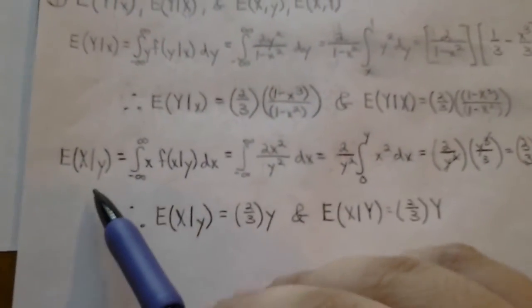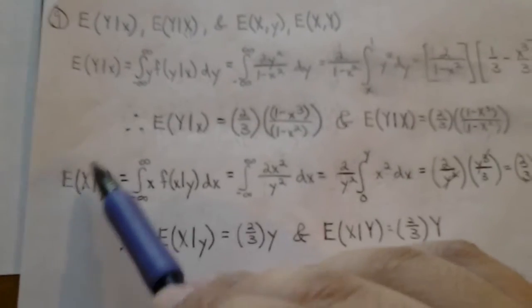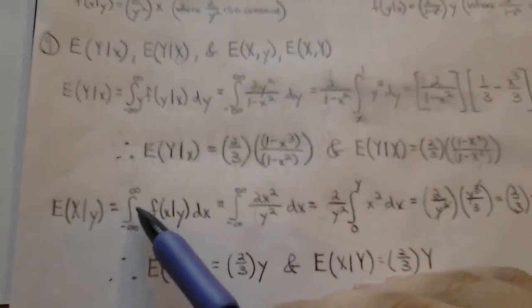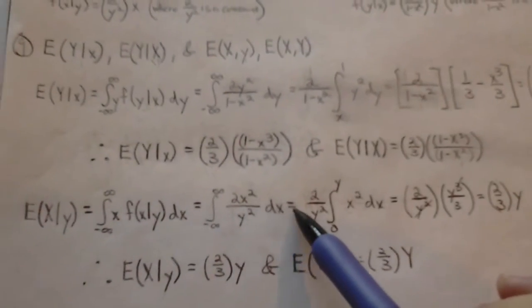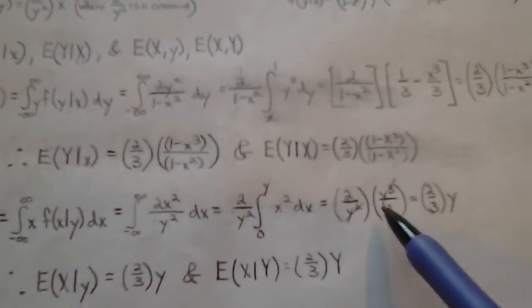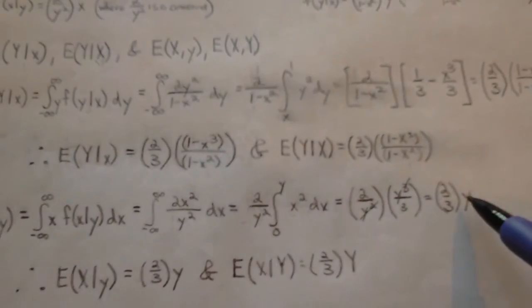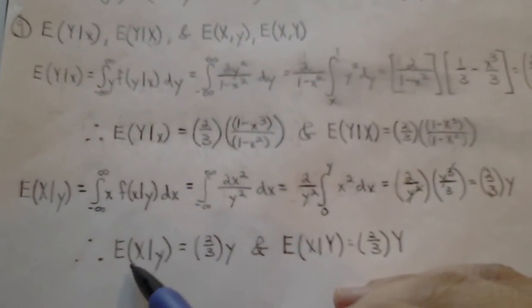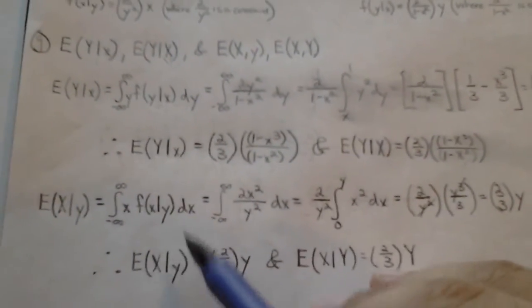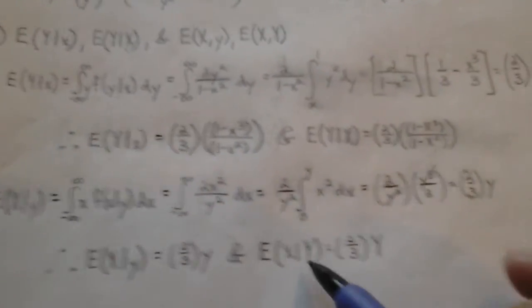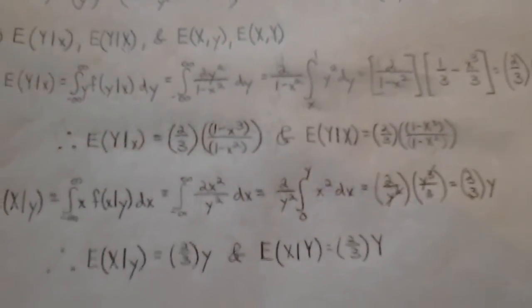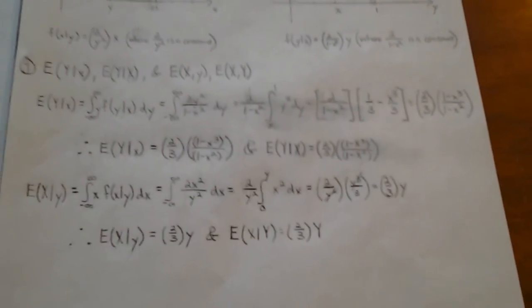It's the same equation. Similarly, if we do the expected value of x given a generic y, we use a similar form. We just multiply times x. Work out our equation. What we get is 2/3 times y. So our expected value of x given a generic y is 2/3 times y, and if we have a specific y, it's the same thing, just big Y. And so ends our problem number 1.